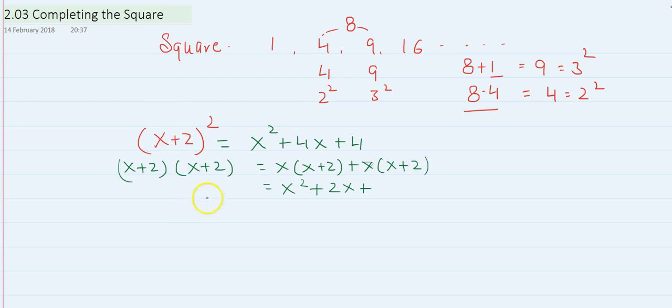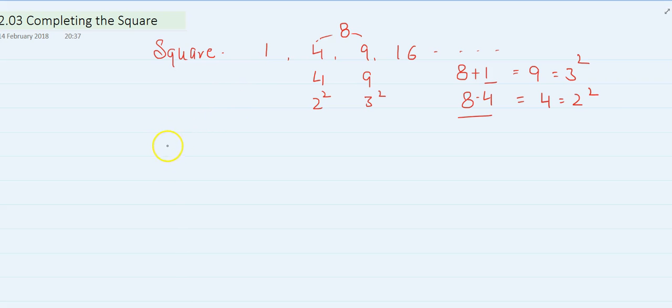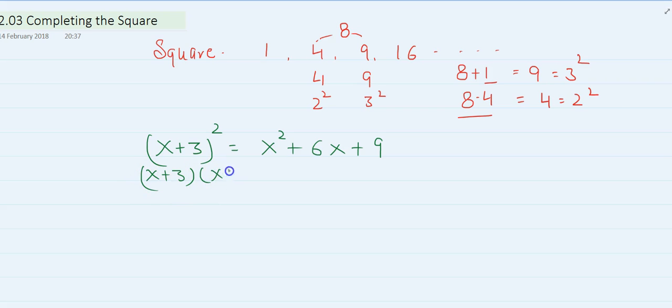We know that suppose we have a linear expression x plus 3 square. So we know the expansion of this is, if we expand it, x square plus 6x plus 9. How do we get this? That is x plus 3 multiplied by x plus 3.